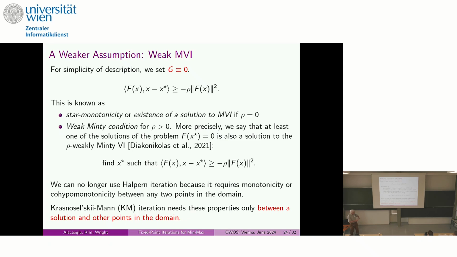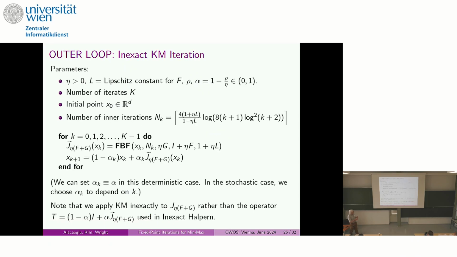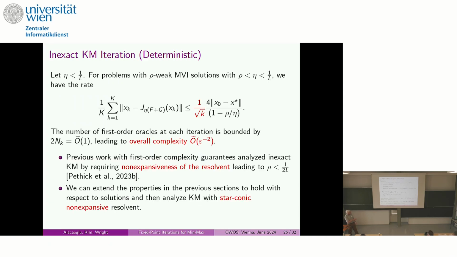Okay, so I'm sort of out of time, but if I had more time, and I'm happy to share the slides, I would go on to describe what we do in the rho star monotonicity case. And basically the theme is that we don't use that special operator T anymore in the fixed point problem, we just use the resolvent. But here we've got the KM iteration. It's got slightly worse complexity. Instead of 1 over k, it's 1 over square root of k. So we end up with a worse outer loop complexity. It's epsilon to the minus 2.